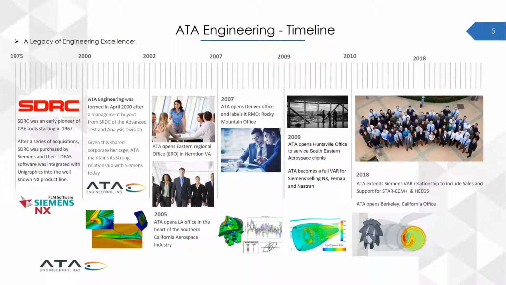And so in basically 2009, really because of our heritage back to SDRC and Unigraphics and NX, we were a very early partner for Siemens selling NX and CMAP and Nastran. But last year in 2018, we extended that to full sales and support for STAR-CCM+ and HEEDS. And you can obviously tell that those pretty much gel with today's presentation.